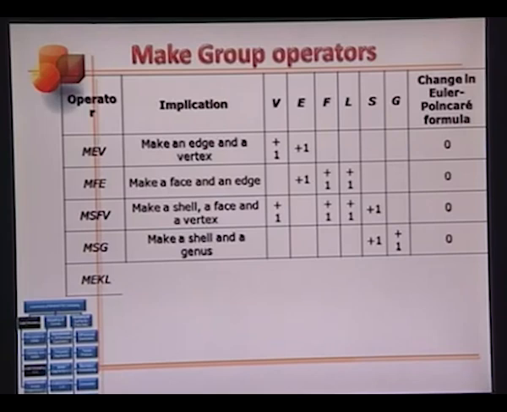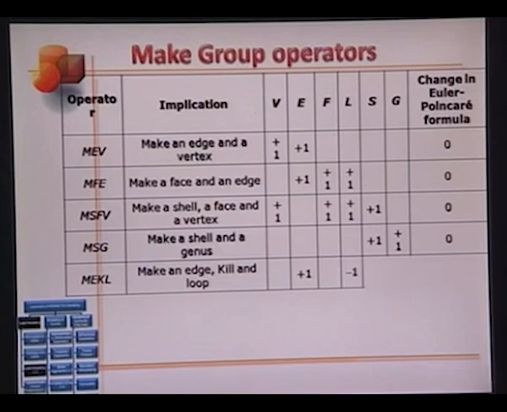Finally, make an edge and kill a loop. The operator MEKL. There is an increase in the number of edges, no increase in the number of faces. The number of loops gets decremented by 1, no increase in the number of shells nor the genus. Once again, there is no change in the Euler-Poincare formula. This operator has a specific purpose.